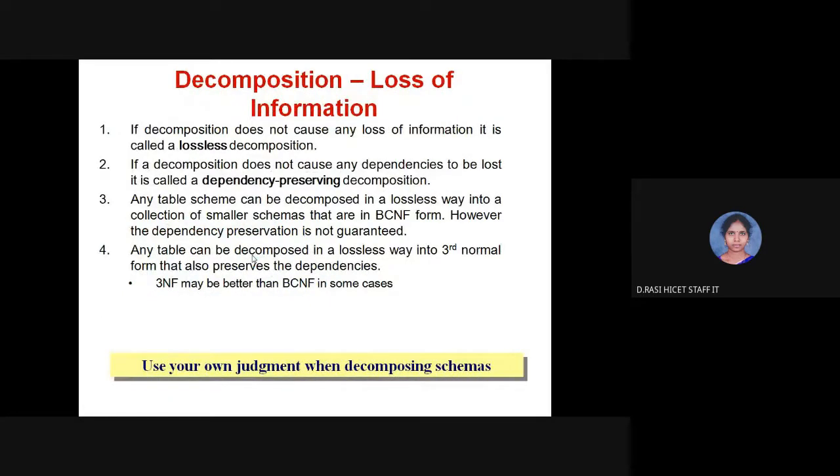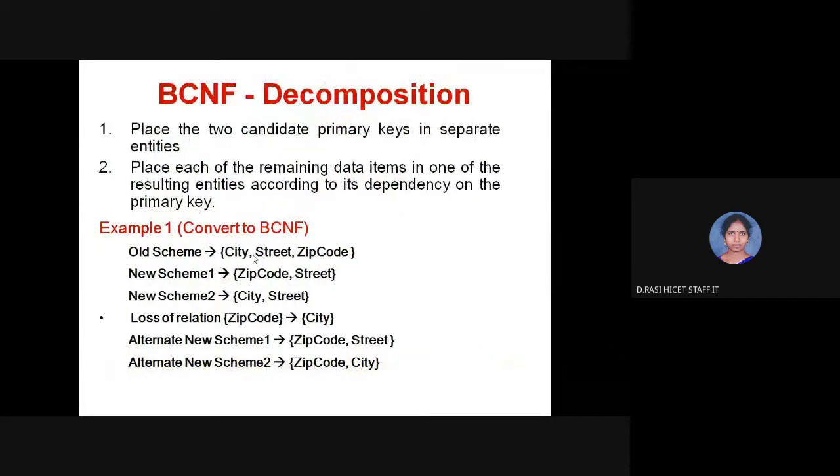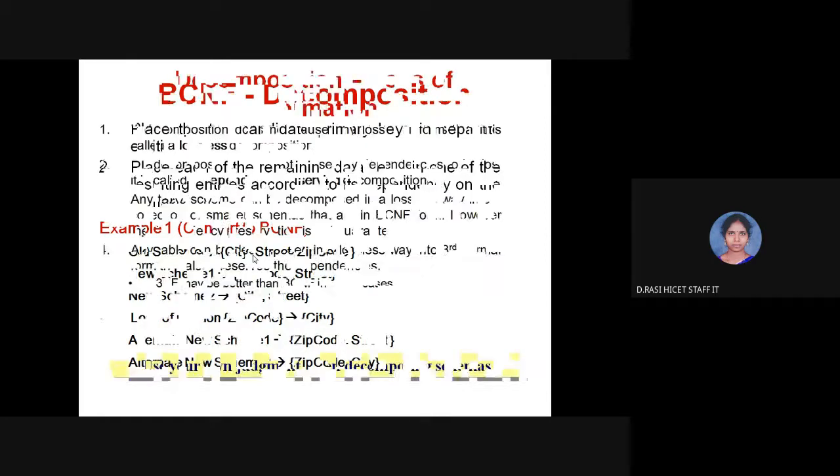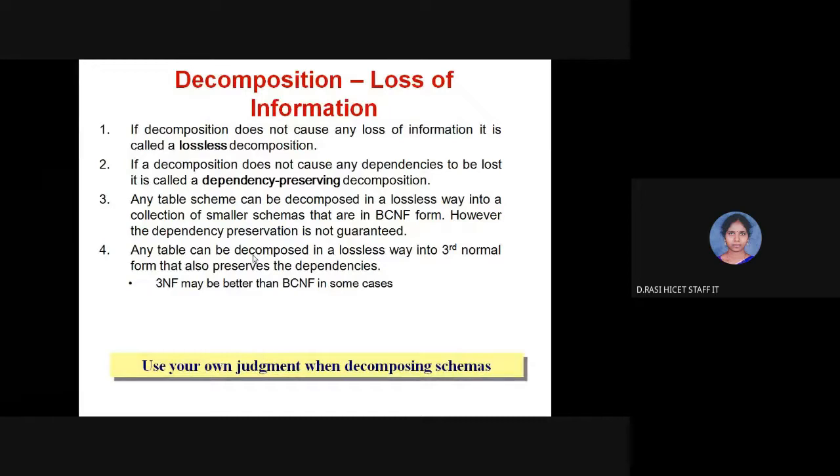Now, why I'm specifying this is about loss of information. While converting a table and dividing it into further subdivisions based on Boyce-Codd normal form, you should not have loss of information. Okay, so lossless decomposition must be taken into consideration here.